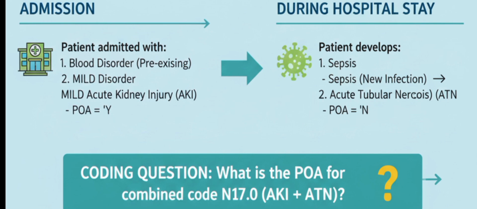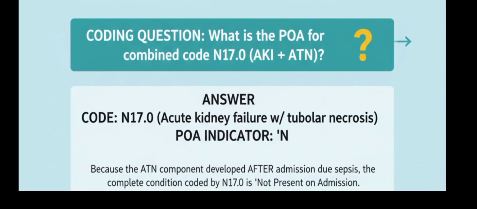So here the question is, since the patient has already AKI as a part of the problem on admission itself, but the most severe part, that is ATN, developed after admission, then what should the POA indicator be? So the answer is we have to assign N as an indicator because ATN developed after admission, described by a single code. In this case, the acute tubular necrosis component is a key part of that single code, and it clearly states that ATN was not present on admission. So it developed later because of sepsis. So we have to assign N as an indicator for acute kidney failure with acute tubular necrosis.